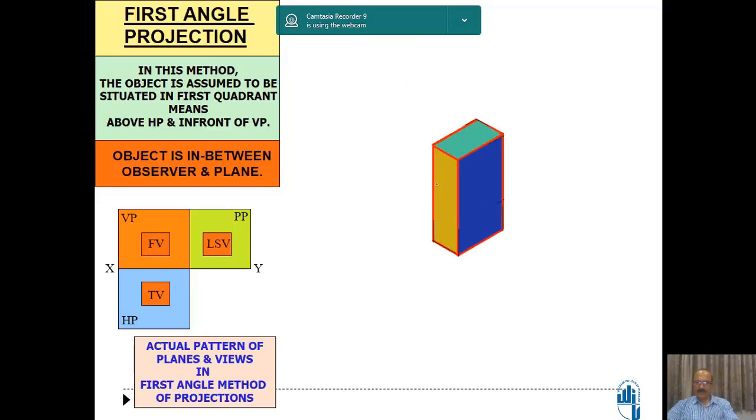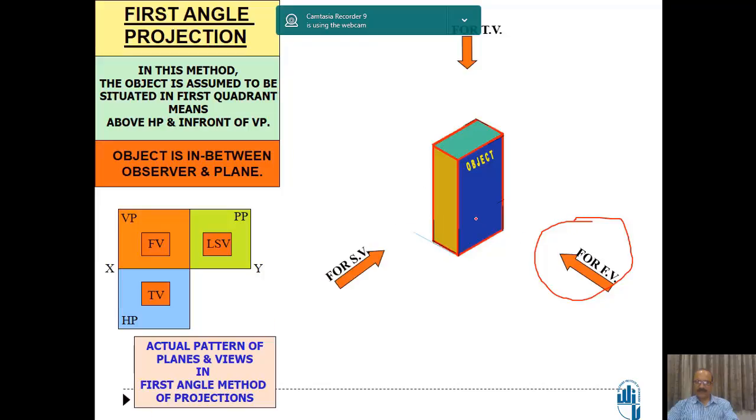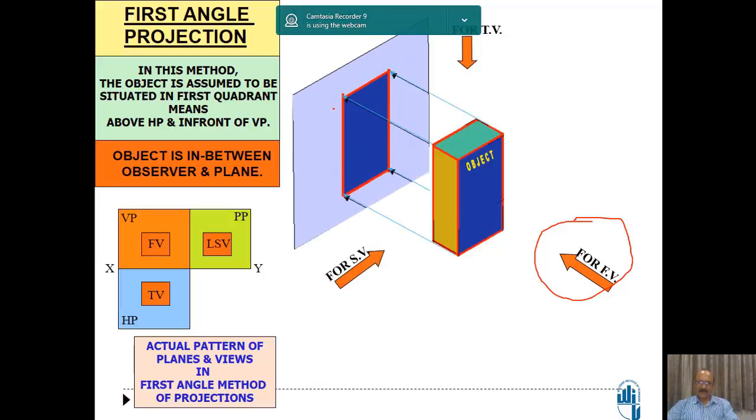The same we are going with the next slide as the first quadrant. We are going to be keeping this, which looks like a book, as an object, and we are going to be observing it from the front side. So we are going to get it as the front view on this screen. This is a vertical plane. On the vertical plane, we are going to be observing it as a front view, which is located here.